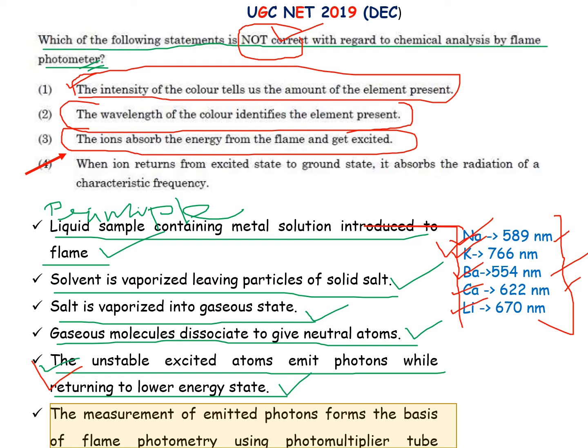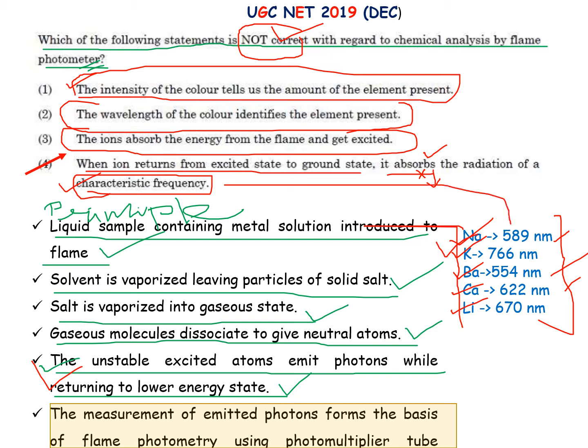In the fourth statement, it is given that when the ion returns from the excited state to the ground state, it absorbs. This statement is wrong because it says it absorbs. No, it does not absorb, it emits. It emits the radiation that gives us the characteristic frequency of that particular type of element, which gives rise to the determination of the element.